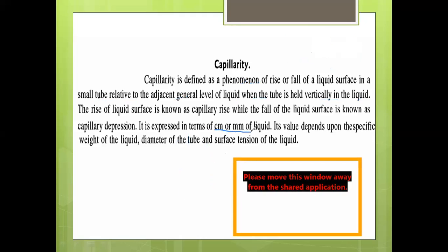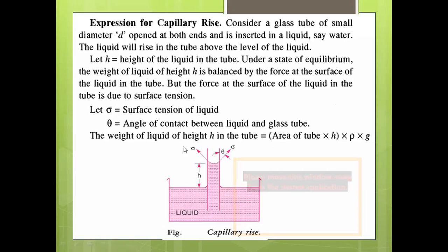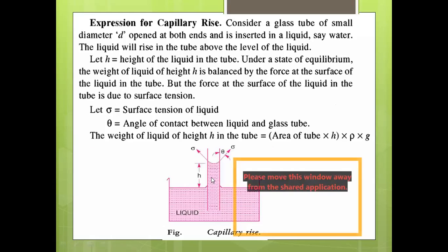You can see whether the unit is millimeter or centimeter, its value depends upon the specific weight of the liquid, diameter of the tube, and surface tension of the liquid. This statement has been derived from the formula or the equation of the capillarity. For the capillary rise, where will this happen? In water, you can observe the capillary rise. And the angle of contact between the liquid, glass tube and water is generally 0 degree, not Celsius, just 0 degree.